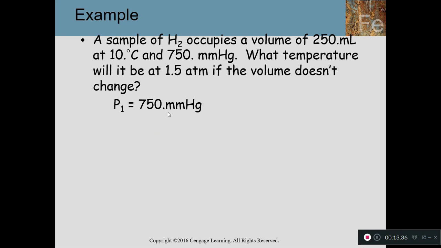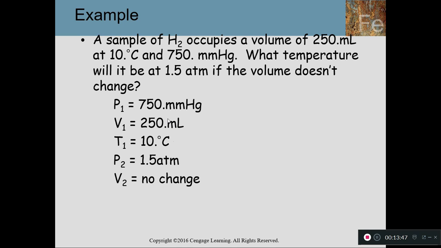So my initial pressure is 750. My initial volume is 250. My initial temperature is 10 degrees Celsius. My new pressure is 1.5 atmospheres. Volume 2 says no change, so it's going to be the same 250 milliliters. And then my new temperature is what I'm going to solve for. So how are we going to do this? First off, we have to change our temperature to kelvins. We cannot use Celsius, we must use kelvins. Second thing is, you'll notice that my pressures are in two different units. I need to change one over to the other.